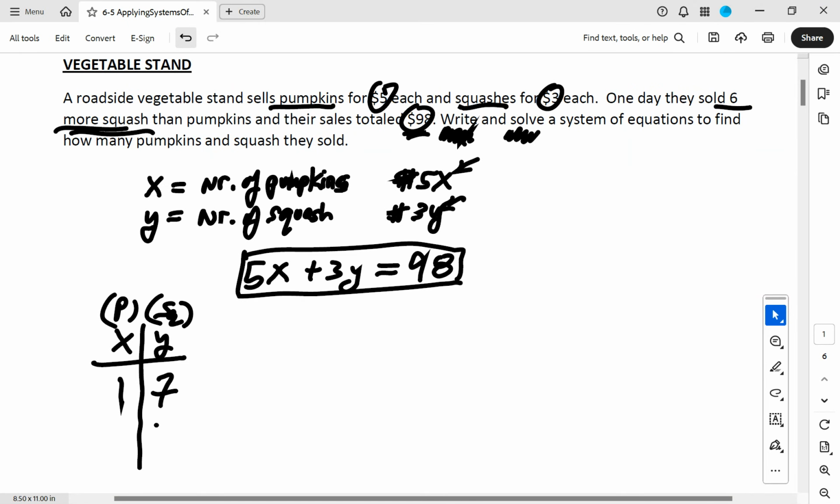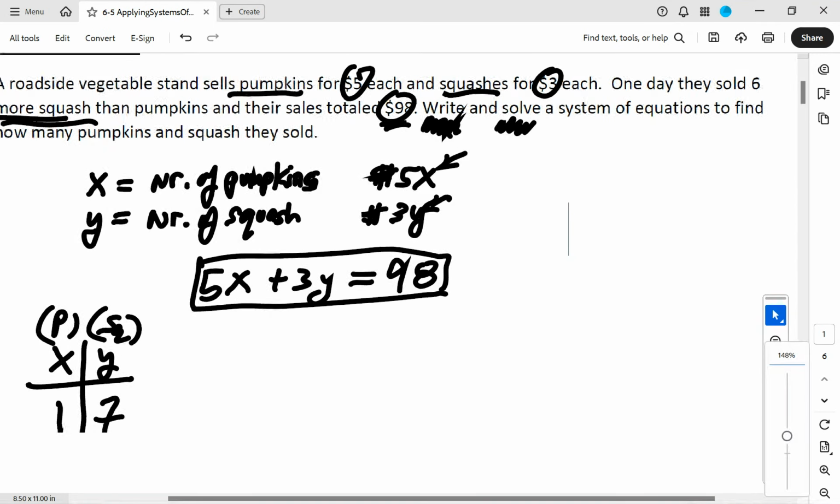If I did it the other way and said there was 1 squash, well, there's more squash than pumpkins, so we'd have to go down from that. We'd end up at like -6. That doesn't make sense. We're not going to pay people to take our pumpkins, if we were the owners there. So I wouldn't use a 1. But then let's do the next of these.